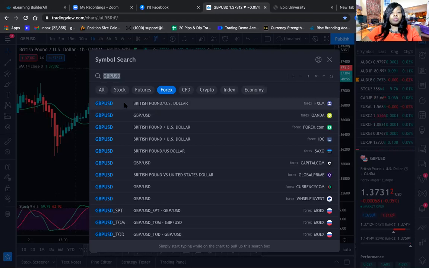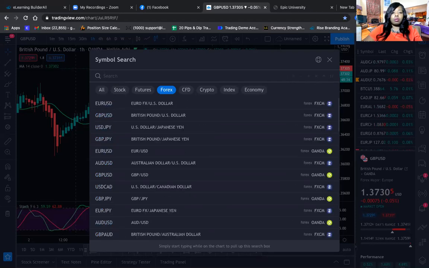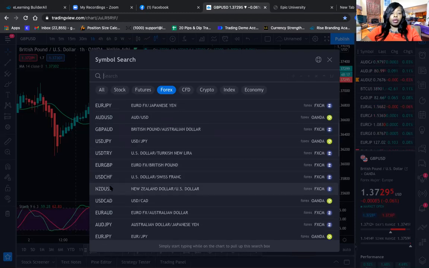We call them pairs because we're generally trading one country's currency against another country's currency. So we have the British pound and the US dollar, which we call the GBP against the USD. We have other pairs here: the euro and the US dollar, the US dollar and the Japanese yen, the Aussie, Australian dollar, and the US dollar. And there are many, many pairs. The Swiss franc and the US dollar.